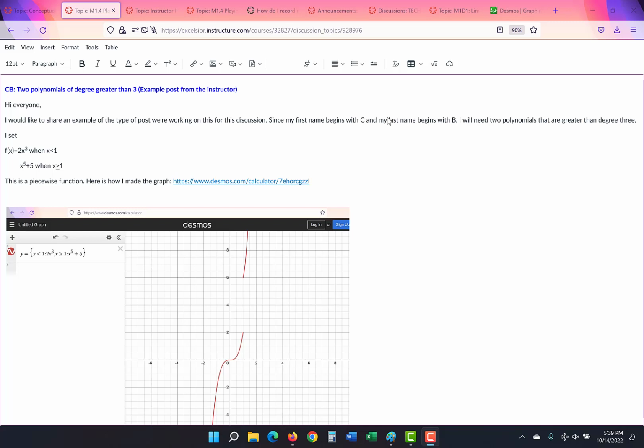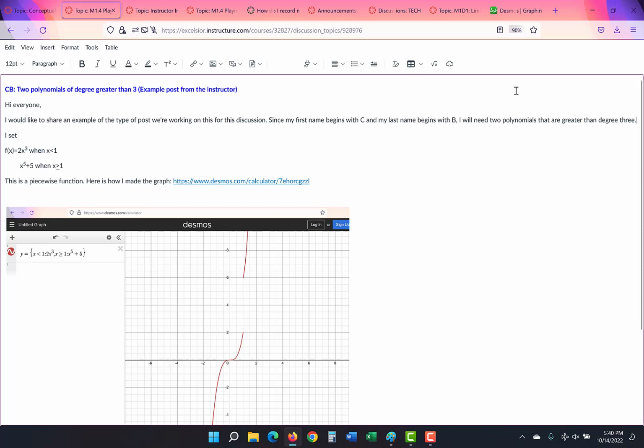Hi everyone. For my post, I am going to work with the letters of my name, which are C and B. And that puts me looking at a piecewise function that consists of polynomials of degree greater than or equal to 3. So the polynomial that I chose for my first piece was 2x cubed, and that's going to be what I do when x is less than 1. And then when x is greater than or equal to 1, I'm looking at the polynomial x to the fifth plus 5.